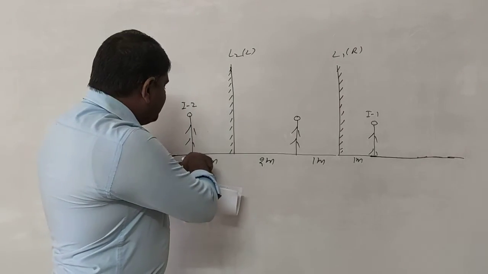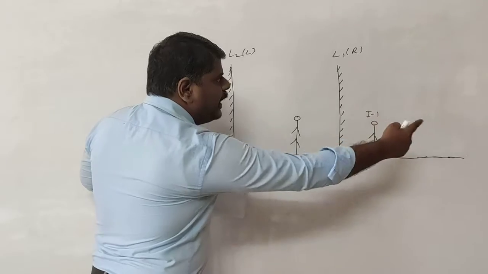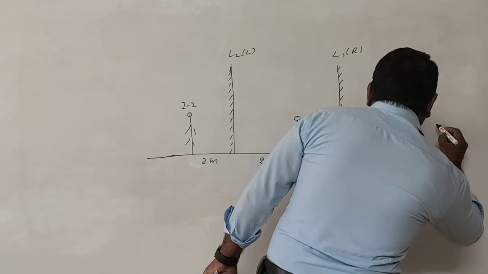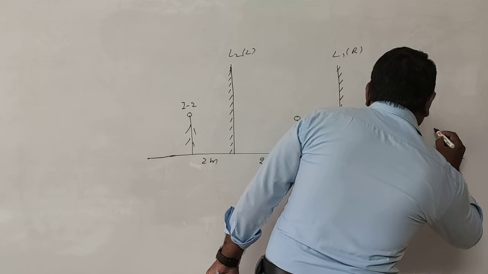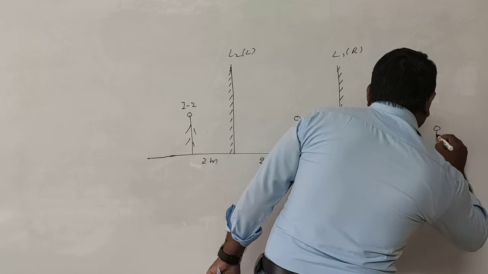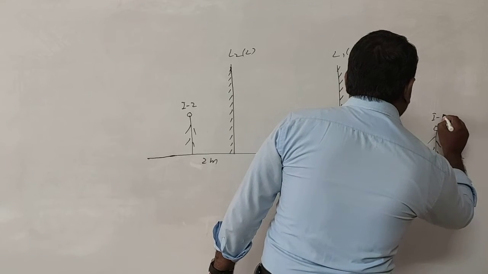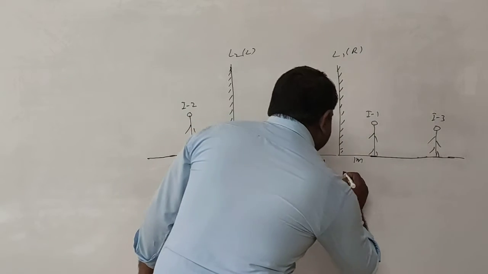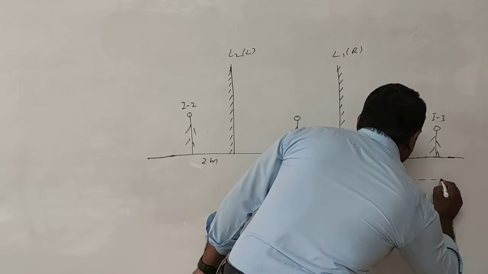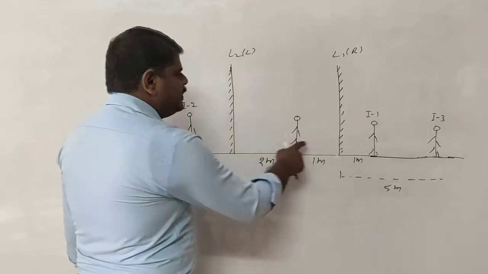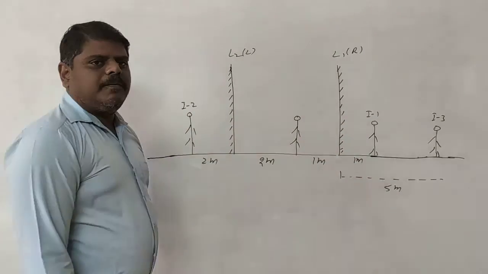Then the image of this will be formed behind the right side mirror. At what distance? 5 meters distance it will be produced. 5 meters distance means it is going to take place here. The image is going to be produced, and this is image 3, and it is exactly at a distance of how much? 5 meters.